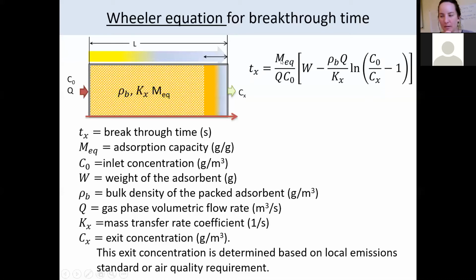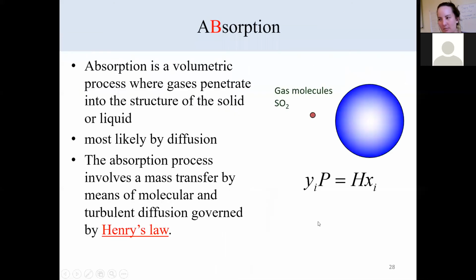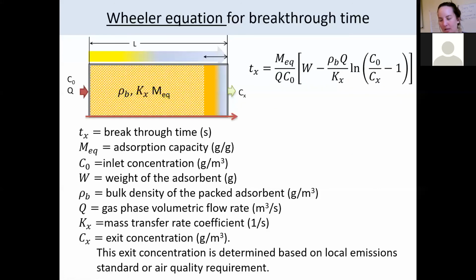M equilibrium, the capacity of the adsorbate, the gas volumetric flow rate in cubic meters per second, the inlet concentration. W here is the weight of the adsorbent, so in kilograms. If you have the density and volume of the filter, you can easily convert to the weight. The density and the flow rate divided by here, this mass transfer rate coefficient. This is the only thing that you're going to need to be given, as this will have to be given to you in the problem to solve this.